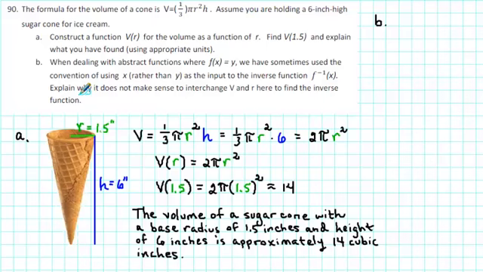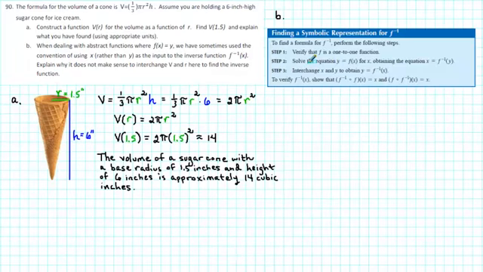Let's first of all review the steps for finding the inverse of a function. To find a formula for V inverse, we would need to perform the following steps. Step number 1, we would verify that V is a one-to-one function.